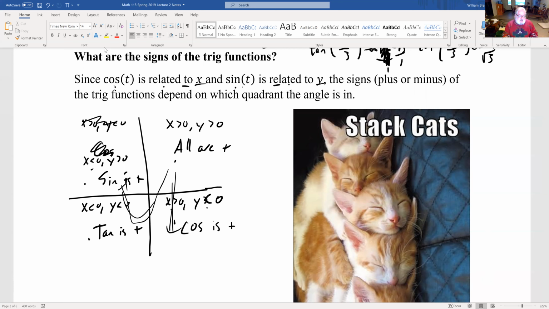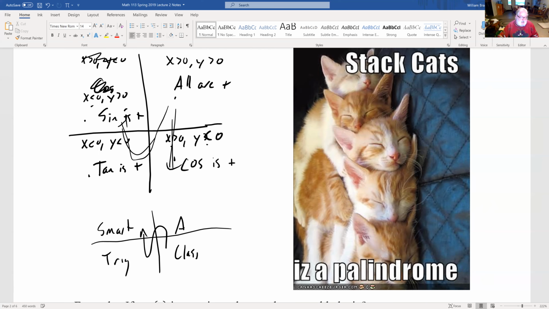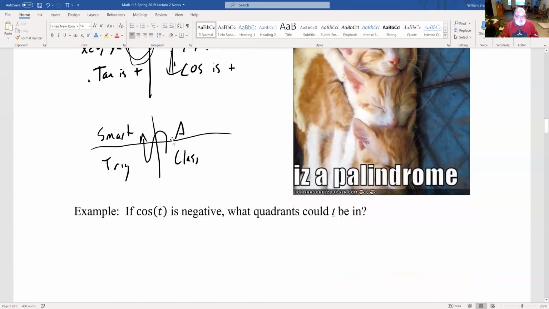The book also has, let's see, how does a book do this? Their phrase is a smart trig class. That also helps remember it. I like cats. Okay, it looks like a little tail there.